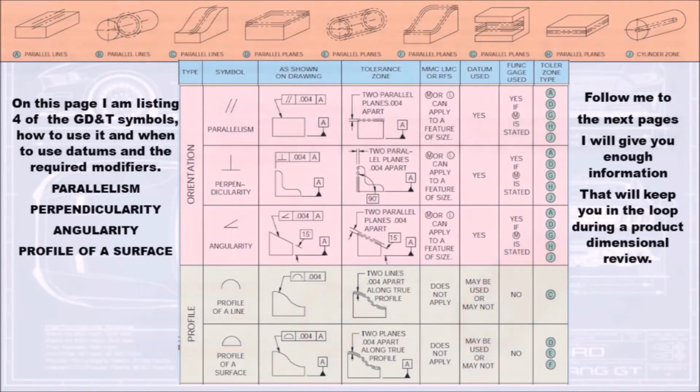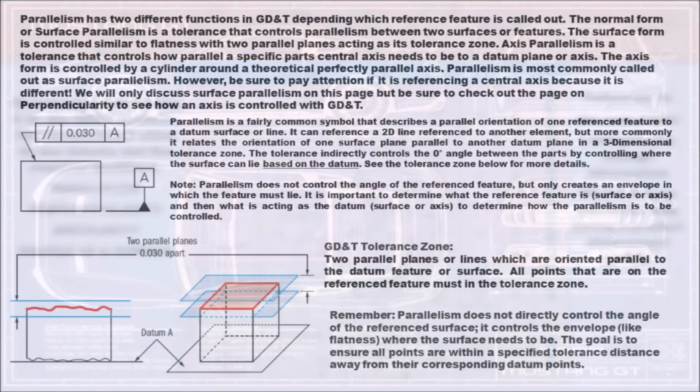As shown below, on this page I am listing 5 of the GD&T symbols, how to use them, and when to use datums and the required modifiers. Parallelism, perpendicularity, angularity, profile of a line and profile of a surface. Follow me to the next pages. I will give you enough information that will keep you in the loop during a product dimensional review.